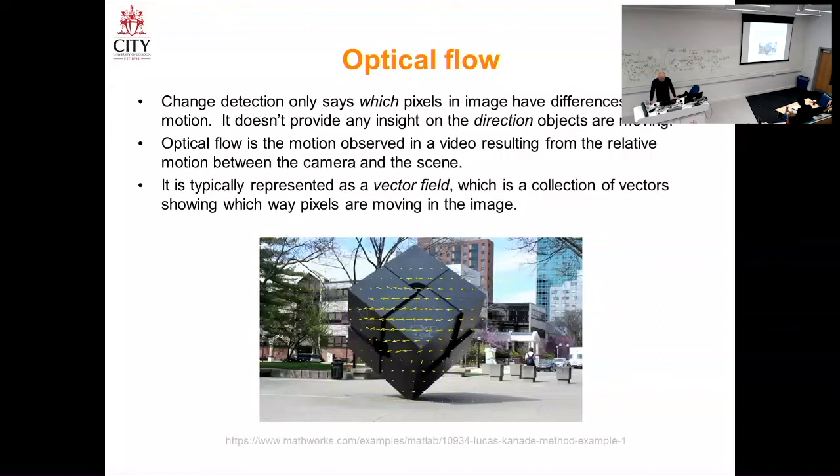So optical flow is actually defined as the motion observed in the video resulting from relative motion between the camera and the scene. And what we're going to end up with is a vector field. Okay, and a vector field is just essentially a collection of vectors. Every pixel where we compute optical flow, we're going to get a vector. It's going to tell us where that pixel is going on the next frame.